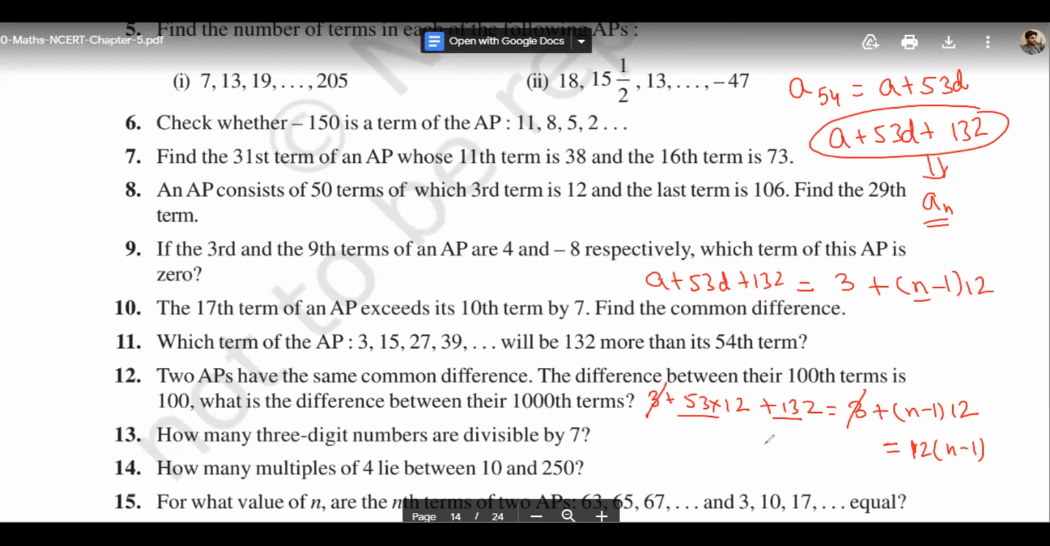Easy calculation should always be done. You take 12 common from both, one term is this, one term is this. So here you will have only 53 left and here 11. This 12 and this 12 will cancel out. When you add 53 plus 11, you will get 64, and that will be n minus 1. So this goes to that side, and we will find that n is equal to 65. Got it?